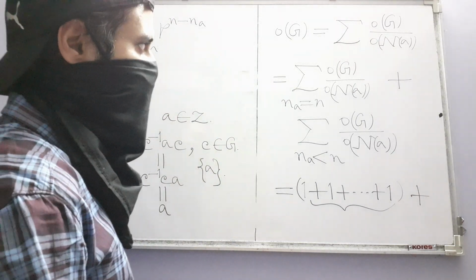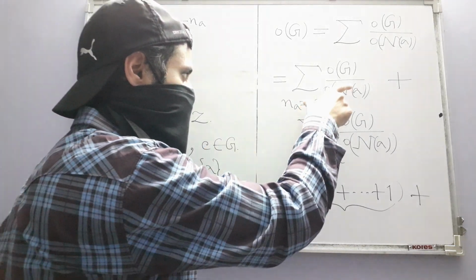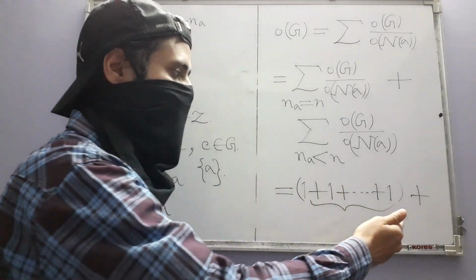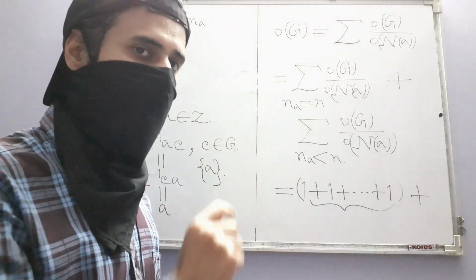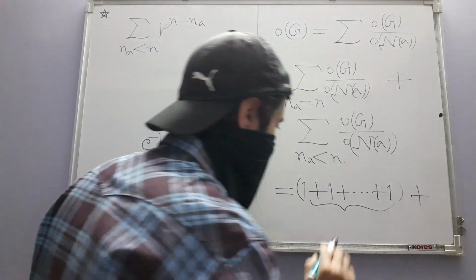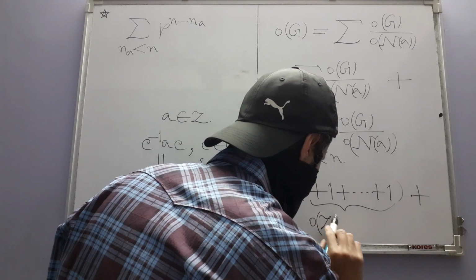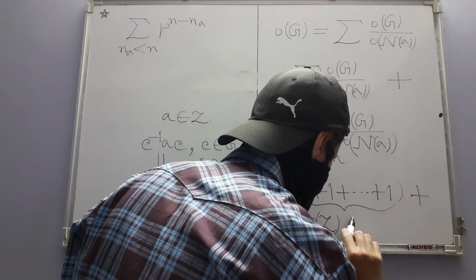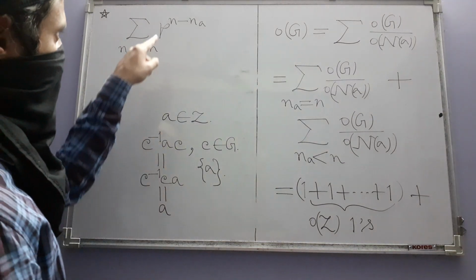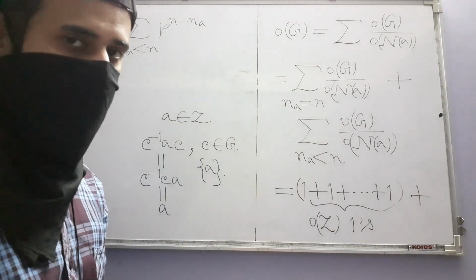And since we are to consider one element from each conjugate class, in this sum you will have as many 1s as many terms you have in the center. So this many 1s. Here, however, in this second sum, it's not necessarily the same case.